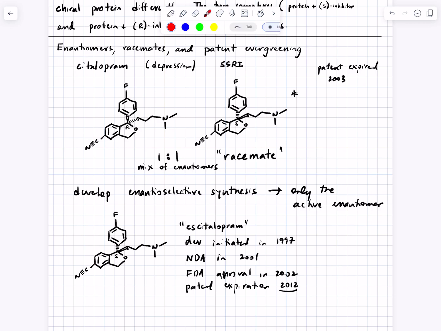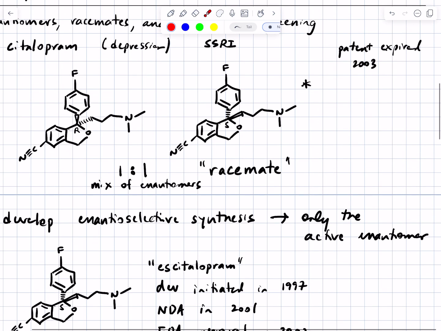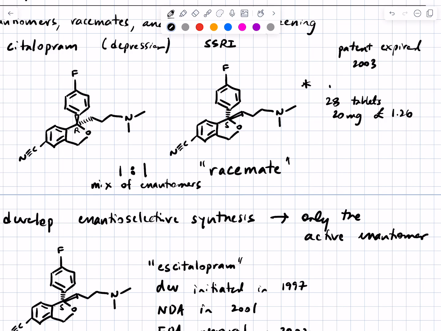So during all this time, other companies from 2003 on could make the racemic mixture of enantiomers and sell it, and they did. But the company had to claim, and did claim, that it was better to take just the pure enantiomer. Okay? Now there's a cost-benefit analysis here. In the article I read, all this money's in British pounds in like 2009, so who knows what any of that means. But 28 tablets of 20 milligrams each was 1.26 British pounds sterling in 2009.